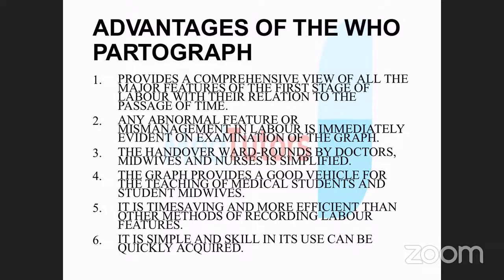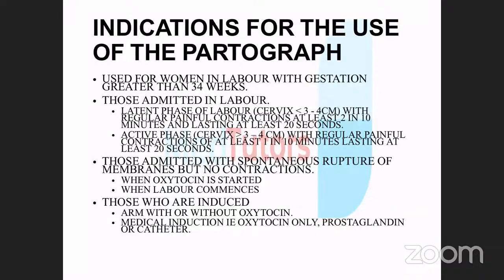What are the advantages of the WHO pathograph? It provides a comprehensive view of all major features of the first stage of labor in relation to the passage of time. Any abnormal feature or mismanagement of labor is immediately evident on examination of the pathograph. The handover at ward rounds by doctors, midwives, and nurses is simplified. The graph provides a good vehicle for teaching medical students and student midwives. It is time-saving and more efficient than other methods of recording labor features. It is simple, and skill in its use can be acquired quickly. Next slide.